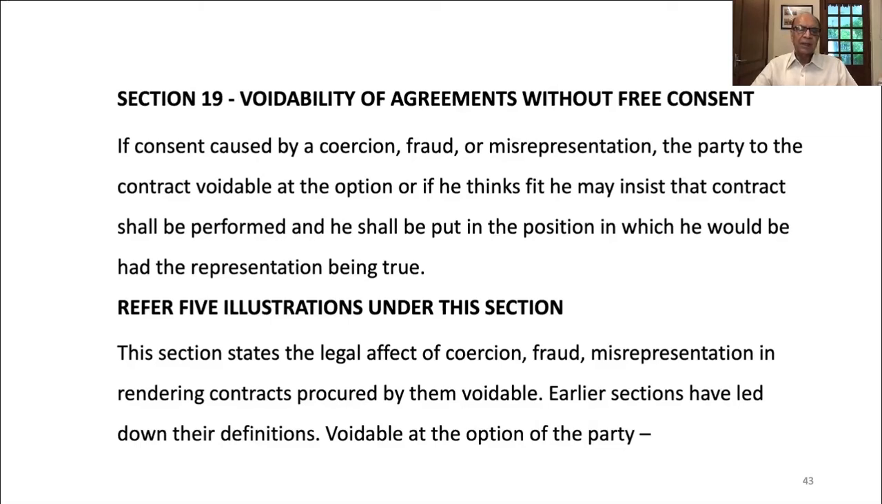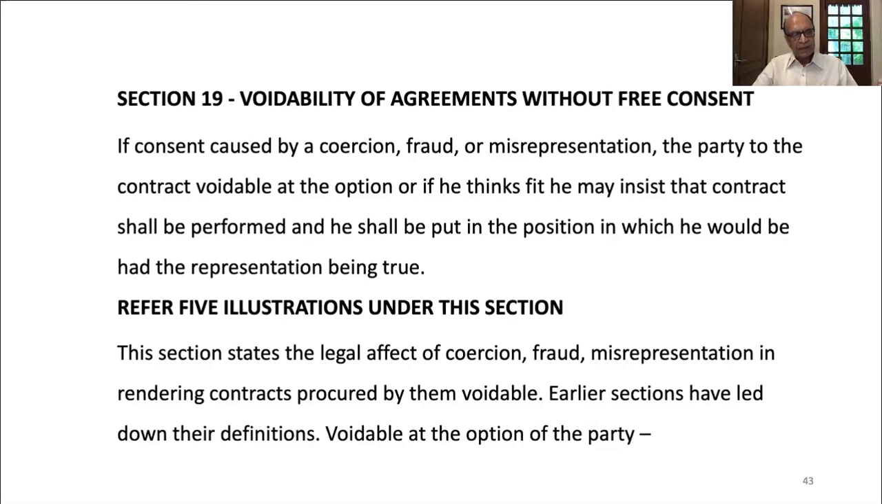the contract is voidable at the option of the party who has been so led into giving the consent. Or if he thinks fit, he may insist that the contract shall be performed and he shall be put in the position in which he would have been had the representation been true. This is his option. He can call the contract void and avoid the contract. But if he so likes, he may insist that the contract be performed, but he should be put in the position he would have been in had the representation been true, the representation believing which he gave his consent.